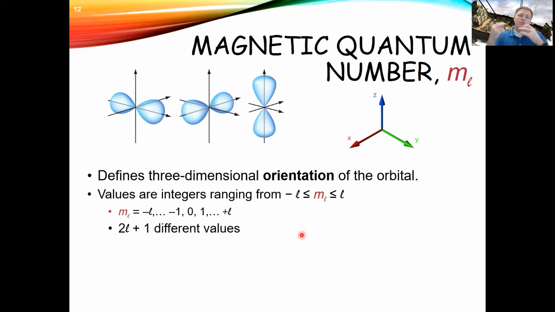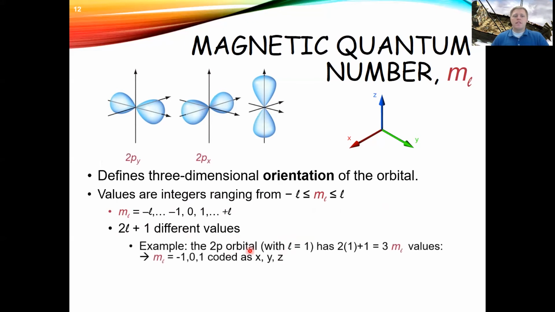If L equals 3, then you have 7 m sub L values. For example, the 2p orbital, which has an L equal 1 value, has 2 times 1 plus 1 m sub L values. So it has 3 m sub L values. And those are -1, 0, and 1. And we code those as x, y, and z. So up here I have the 2py, 2px, and 2pz orbitals.